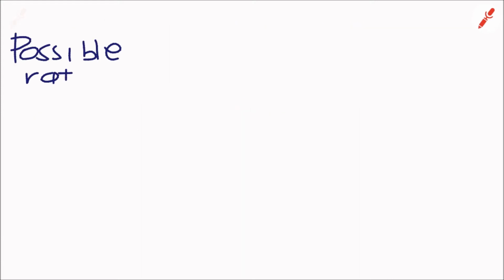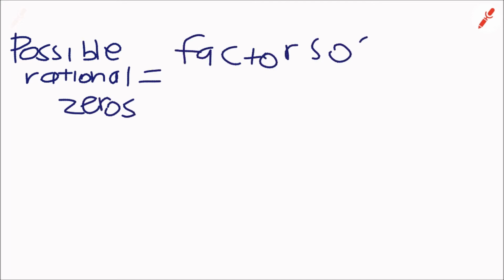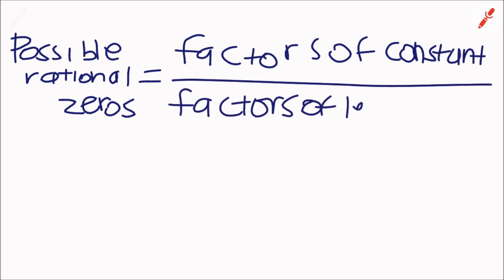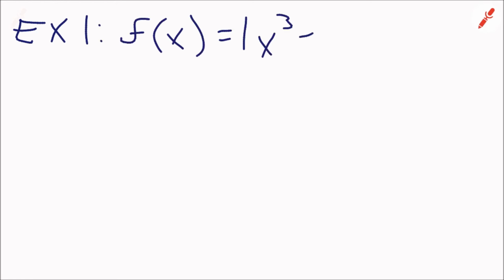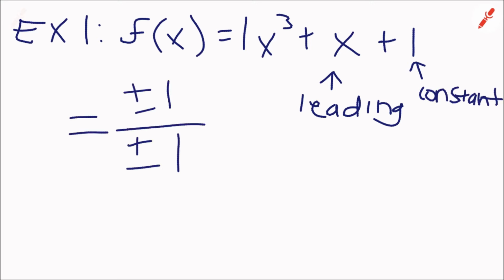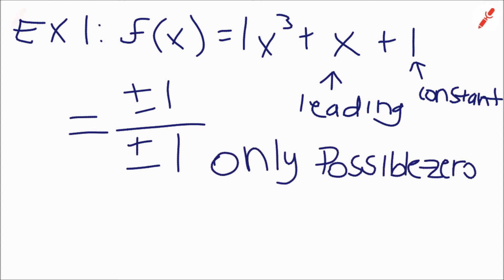Okay, we're going to find the possible rational zeros of the polynomials. To find the possible rational zeros, you have to take the factors of the constant over the factors of the leading coefficient. Let's try the first example. It's going to be f of x equals x cubed plus x plus 1. So x cubed is going to be your leading term with coefficient 1, and 1 is going to be your constant. Your only possible zeros are going to be plus 1 and minus 1.